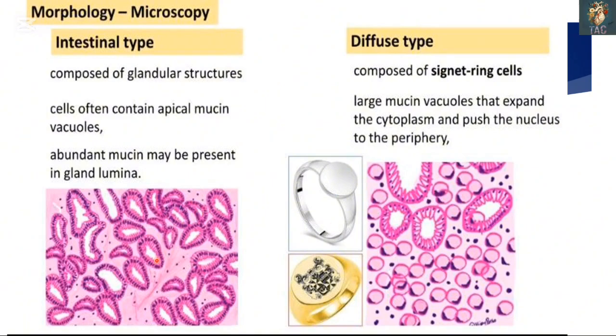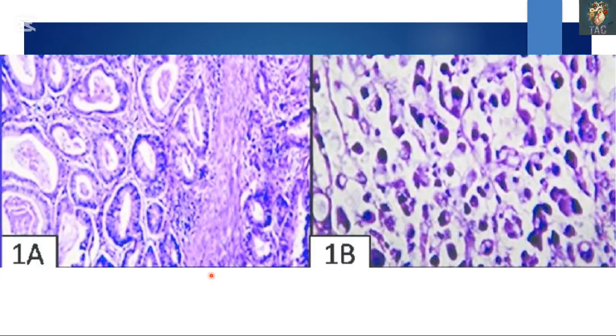Here you can also appreciate an intestinal type of gastric carcinoma. Some malignant glandular structures are filled with mucin. This one, and another, this gland. The lumen is filled with mucin. Another view of gastric carcinoma. On the left hand side you have the intestinal variety, and on the right side you have the signet ring cell variety.